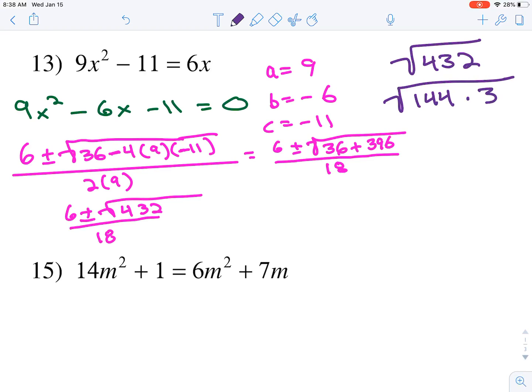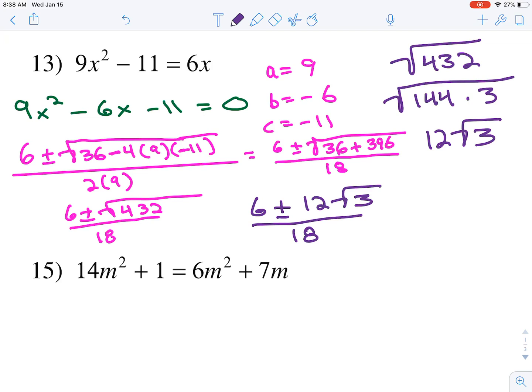If you don't believe me, you can try it on a calculator. 144 times 3 is 432. Square root of 144 is 12. So that's what we need right there. So what we have is 6 plus or minus 12 times the square root of 3 over 18. Now I did this with one class yesterday and a lot of people got this far.